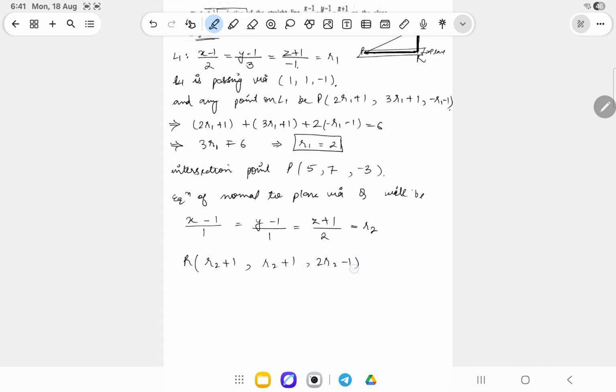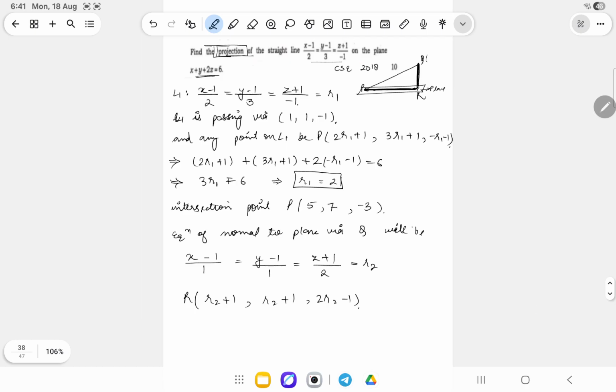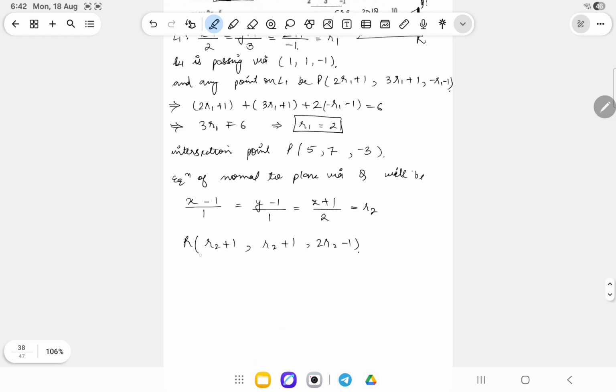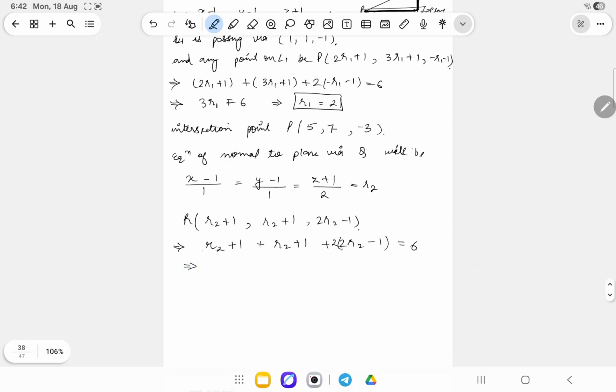r2 plus 1, 2r2 minus 1. Since the foot of perpendicular, on the line which is normal to the plane and passing via Q, will lie on the plane, if we substitute this value of R in the given equation of the plane, we'll get the intersection point. So we'll just do that. Substituting in the equation of the plane, we get r2 plus 1 plus r2 plus 1 plus 2r2 minus 1 into 2 equals 6. If we simplify it, we'll get 6r2 plus 4 equals 6.